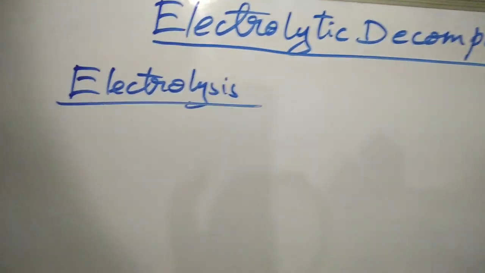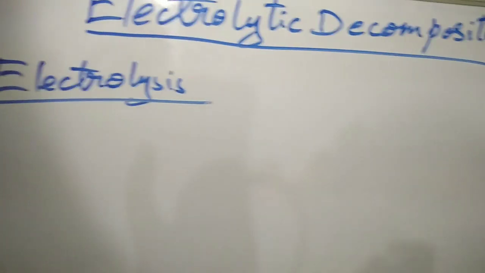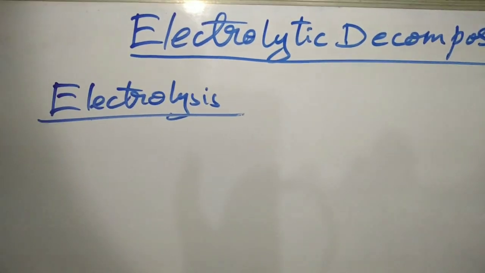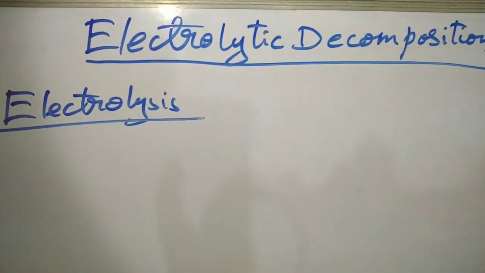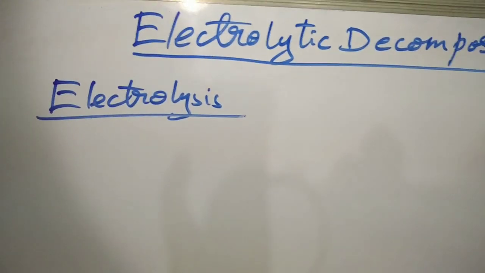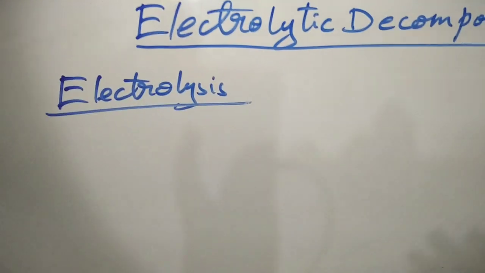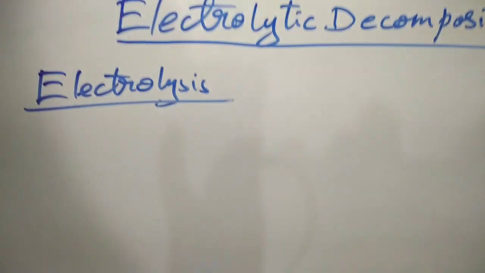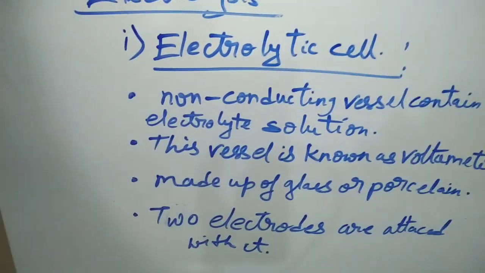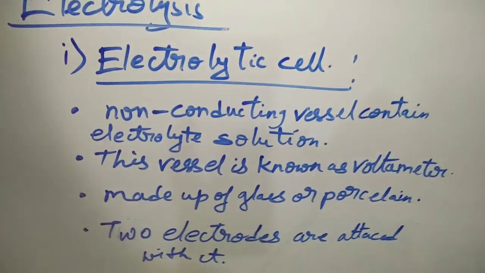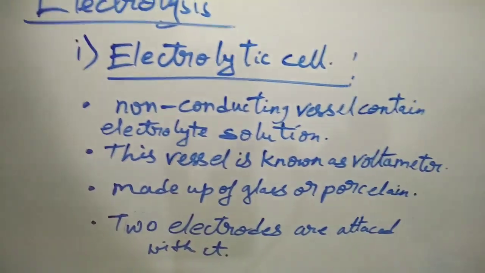Now students, to carry out the electrolysis reaction or the electrolytic decomposition reaction, some apparatus are used. Okay, without those apparatus we can't carry out this process. So let's see what are those apparatus. Now see students, the first apparatus is the electrolytic cell.